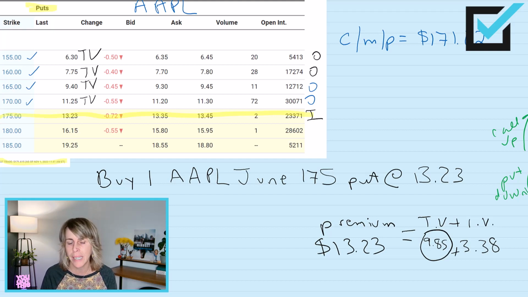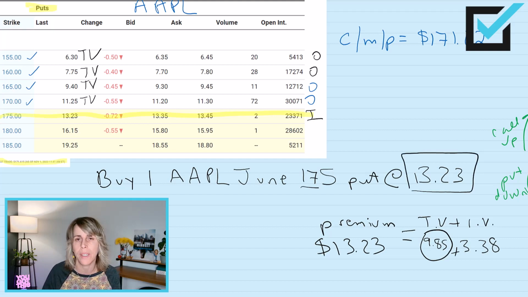Not very likely. That's why this is such a cheap options contract. The premium is $6.30. I mean, it's possible, but it's not very likely. So if we already have intrinsic value in this options contract, it makes sense that the premium is higher than one that does not have intrinsic value.